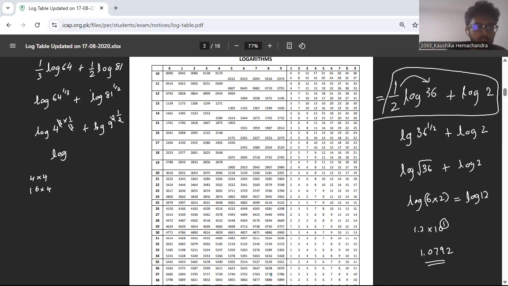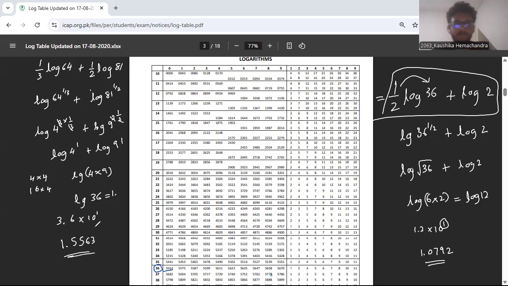So it's essentially log 4 to the power 1 plus log 9 to the power 1. So it's 4 into 9, log 4 into 9, that is 36. 36 you can write as 3.6 into 10 to the power 1. So the answer for this is 1.5563.